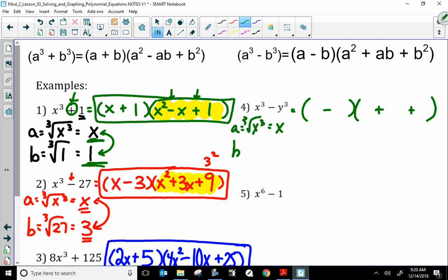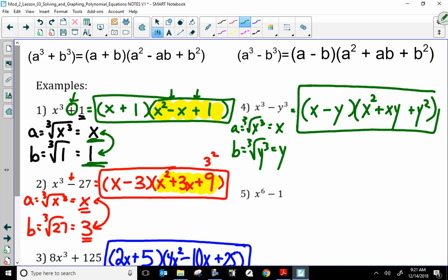And my B value is the cubed root of y cubed, which is y. Oh, x times y. Okay, A squared, so that's x squared. A times B, that's x times y. B squared, it's y squared. Boom, done.